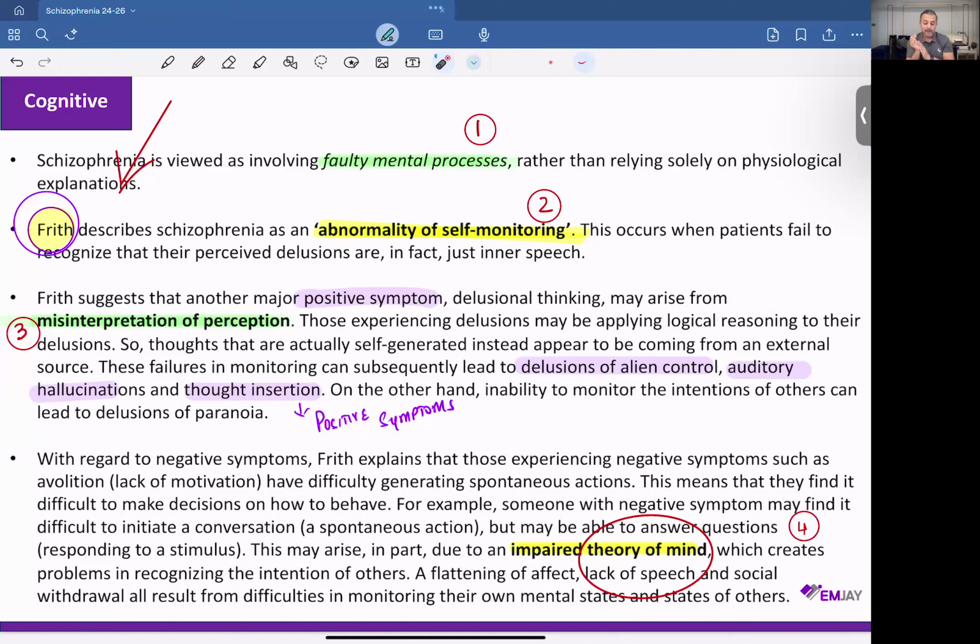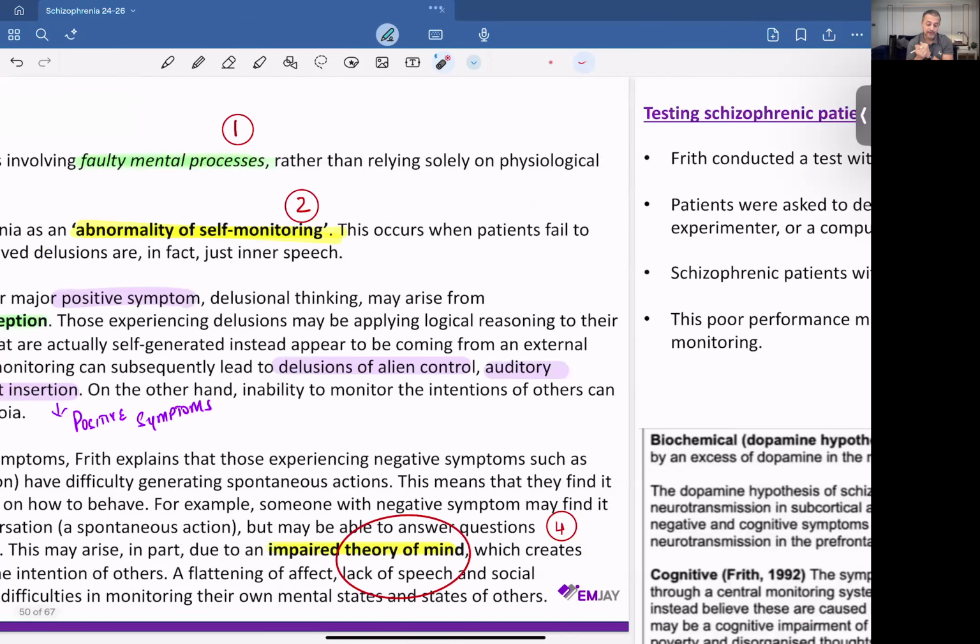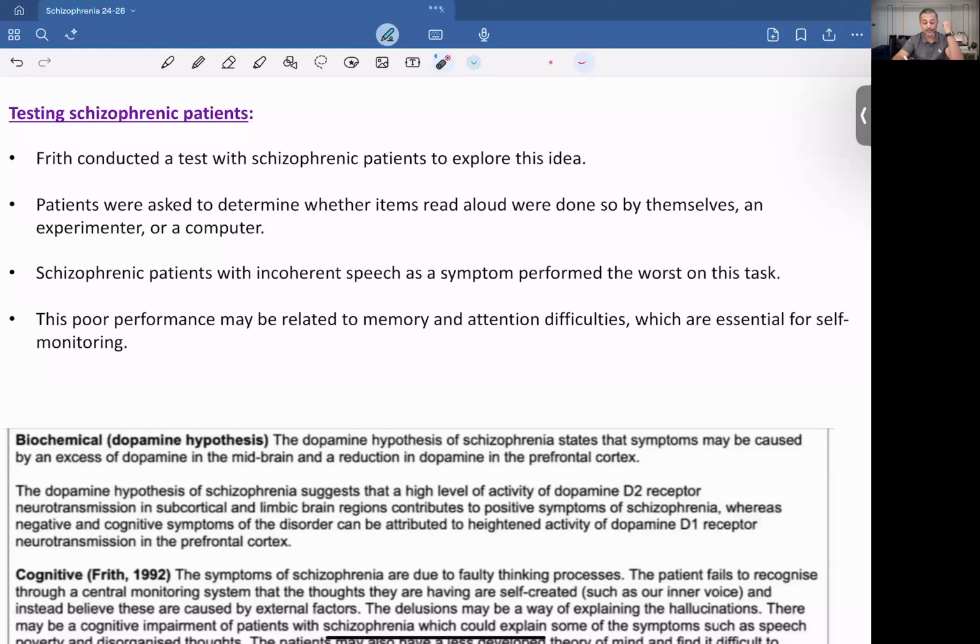Do you see the four terms that I asked you all to learn right at the beginning, how this entire explanation is revolving around them? So, to exemplify this, Frith tried testing schizophrenic patients. Frith conducted a test with schizophrenic patients to explore this idea.